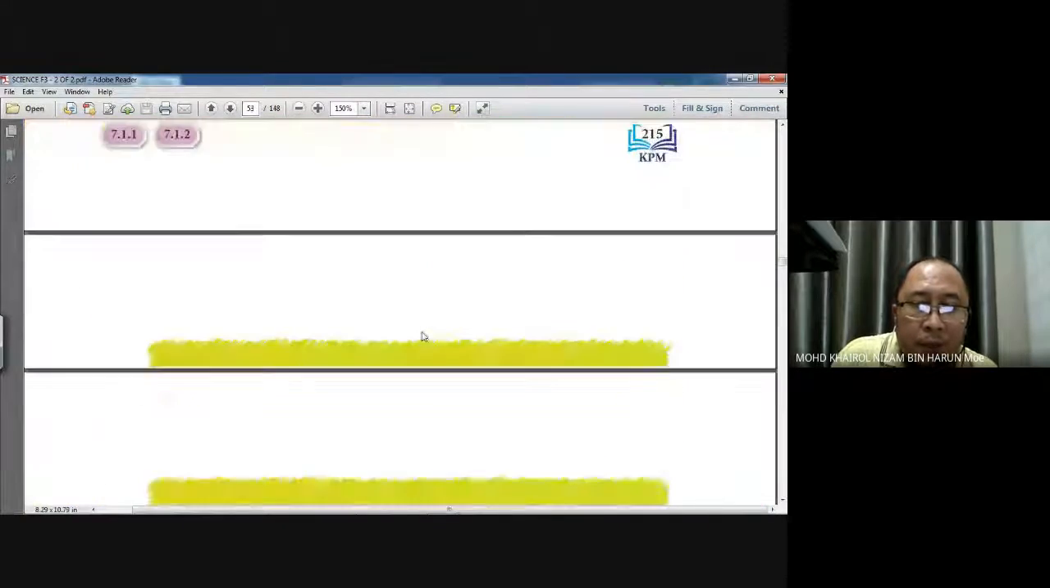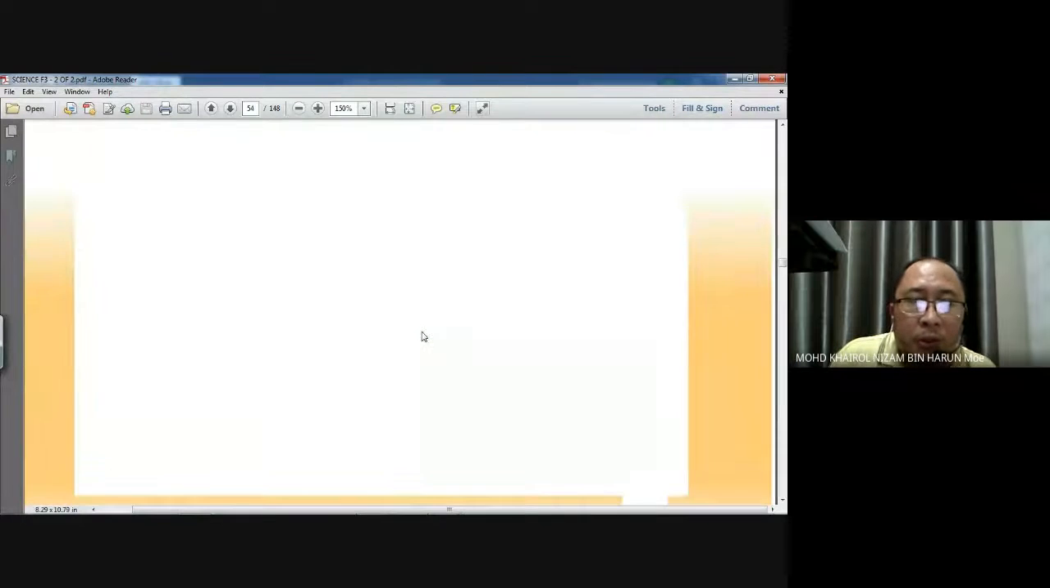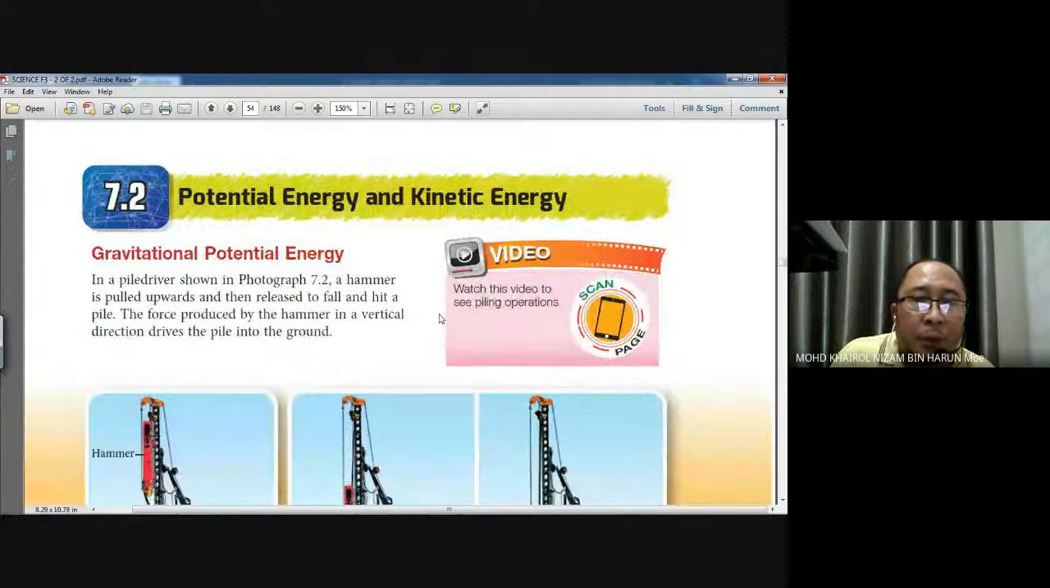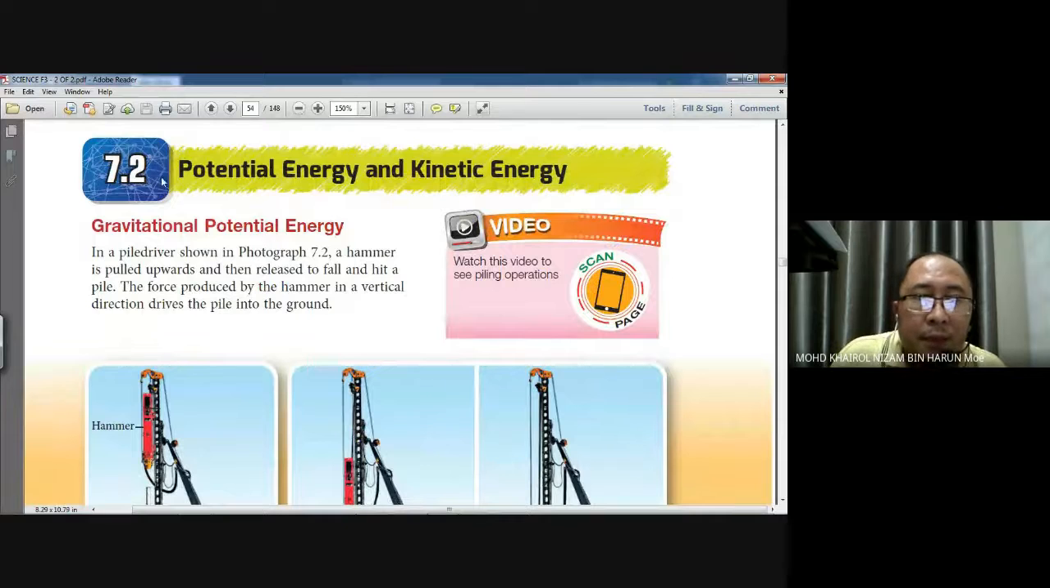Okay, so for tomorrow, we will continue to subtopic 7.2 in the morning. In 7.2, we will discuss potential energy and kinetic energy. So I hope that you can understand the concept of work, energy, and power, and how to calculate work and also power when you try to answer the questions based on this subtopic 7.1.